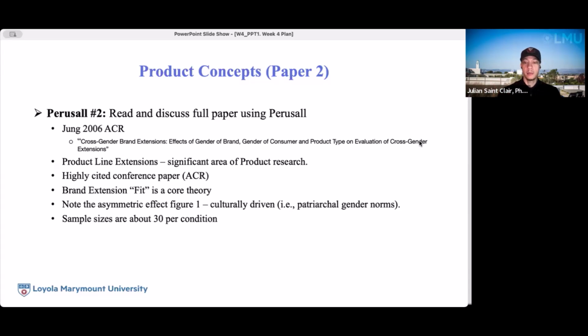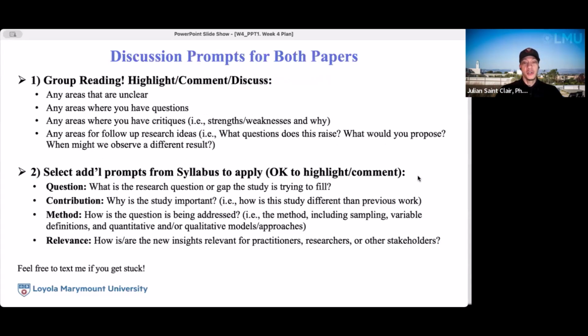So it's interesting to note that in this paper, our discussion prompts for both of these papers are our standard group reading discussion prompts. Highlight, comment, and discuss areas that are unclear where you have questions, critiques, or follow-up ideas. And then again, select additional prompts from the syllabus, which I've highlighted here.